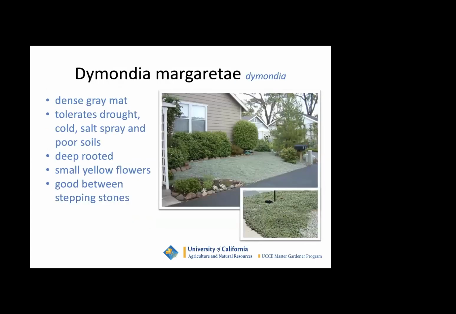Diamondia is an extremely tough, dense gray mat. It tolerates drought and cold, salt spray, poor soils. You know, it kind of takes it all. It's deep rooted. It does have little yellow flowers. And this is a nice choice for a little interesting color. As you can see in this photo, it provides a nice alternative green color to, say, those foundation plantings. Works nice in between stepping stones, which is a benefit.